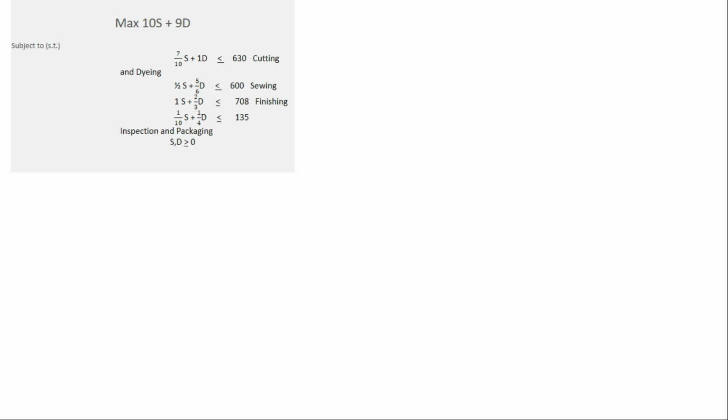It is subject to the constraints: 7/10 S plus 1 D is less than or equal to 630 for the cutting and dyeing; 1/2 S plus 5/6 D is less than or equal to 600 for the sewing; 1 S plus 2/3 D is less than or equal to 708 hours for the finishing; and 1/10 S plus 1/4 D is less than or equal to 135 for the inspection and packaging.